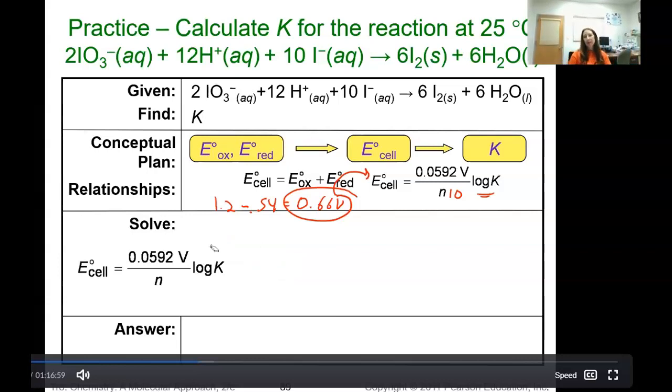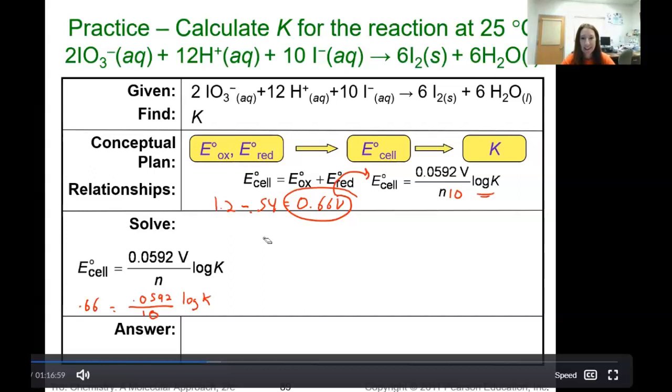I want you to try and put this one in your calculator for me. I need you all to do this because this could happen on an exam or a quiz, and you're going to see why. Please solve this problem. So you have 0.66 equals 0.0592 over 10 times log of K. If you're doing this now or later, put this in your calculator and see what your calculator does. I see a few people have already solved it. What was that? It gives me a math error.